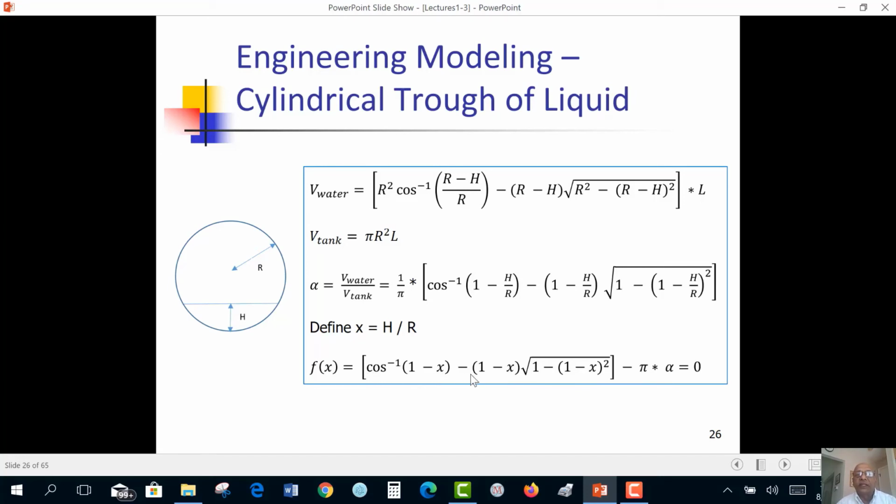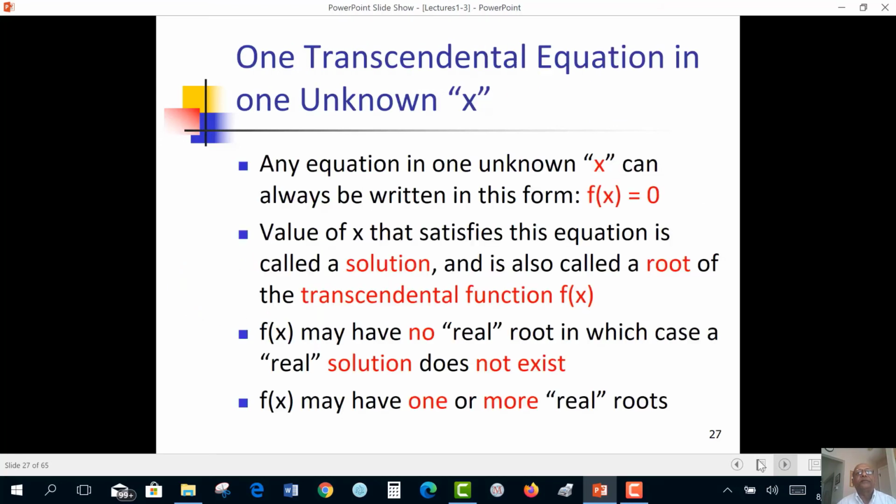So obviously you can see right away, looking at this equation, it cannot be solved algebraically. So we need to solve it numerically. So this is what we mean by one transcendental equation in one unknown x.